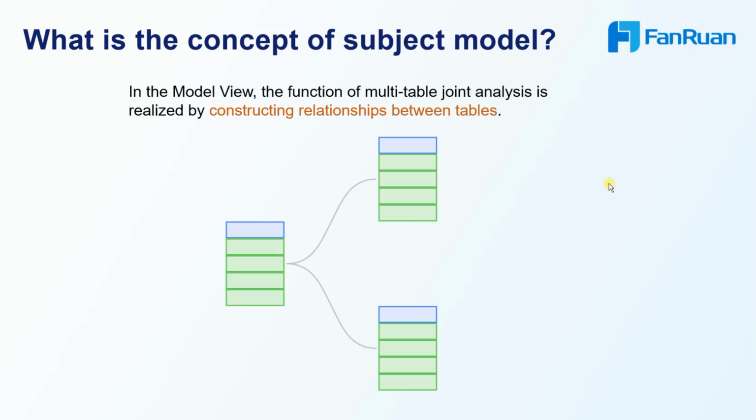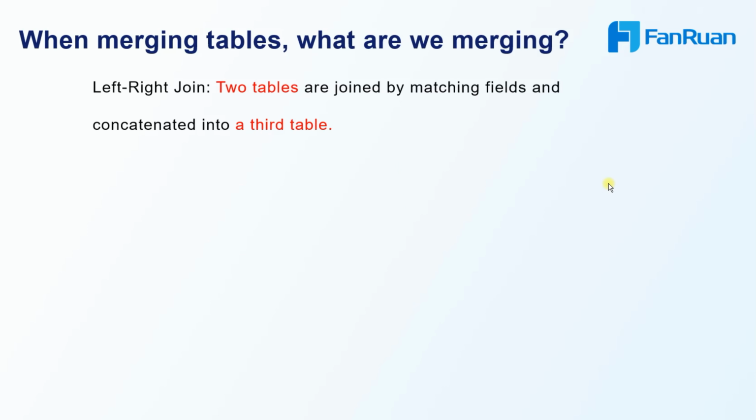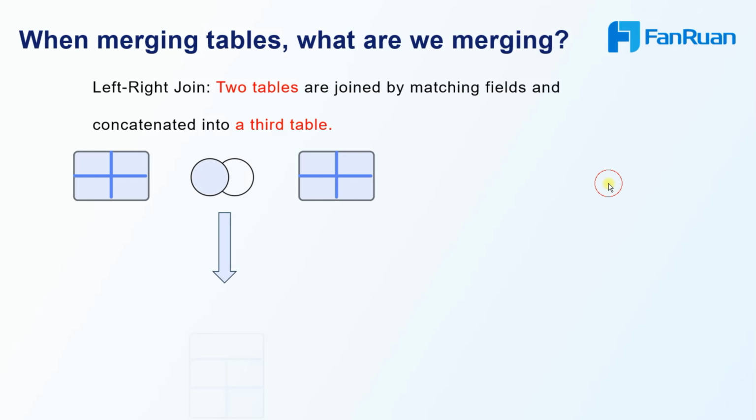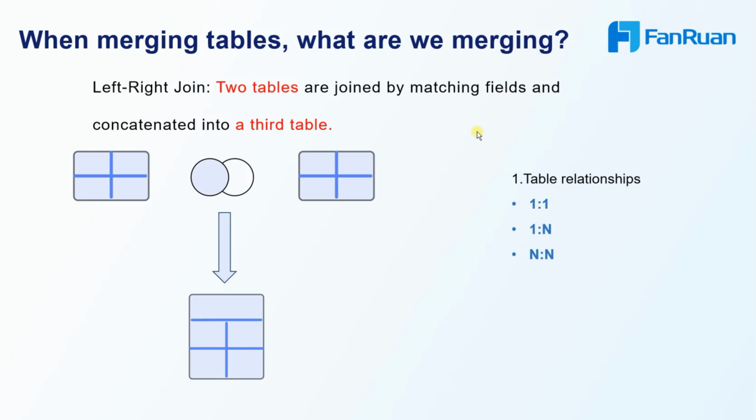Let's first recall something more familiar, like joining operations. What are we actually doing when joining? In fact, a left and right join means matching two tables based on certain fields and combining them into a third table. Then, based on this joined third table, we can perform some front-end analysis or visualization.